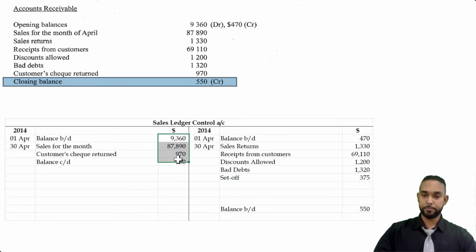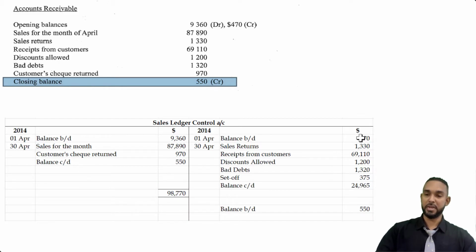You're going to add up everything here, and you're going to get a total. Thereafter, what are you going to do? You're going to add up everything here, including 375, and subtract it from 98,770. And that's going to give us the balance carried down, which is 24,965. So now when we add up everything in the column, including the balance, we are going to get the same total. And of course, don't forget to bring your balance down on the debit side.